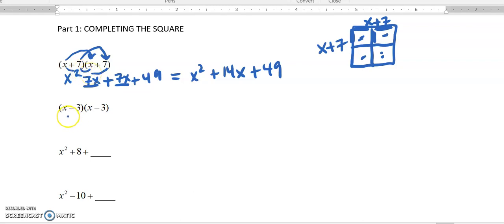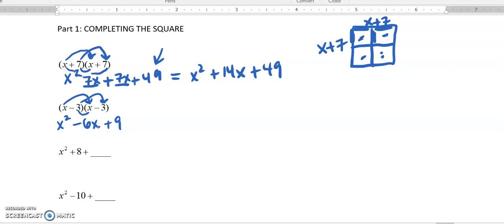Okay? So quickly doing this next one, I know my first term has to be x squared. I know my last term has to be negative 3 times negative 3, which is positive 9. Basically, you're just squaring the negative 3, just like you were just squaring 7 to get 49, because that is 7 times 7. It's a square. So I know it's plus 9. Now the inside terms are going to be negative 3x and another negative 3x. So it's twice that. So it's minus 6x.